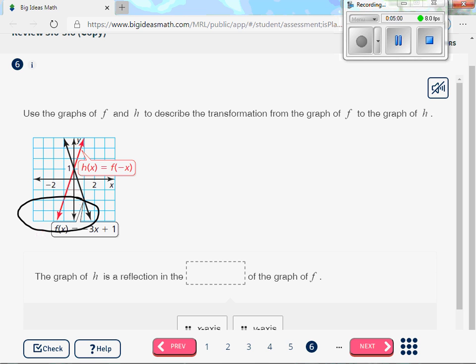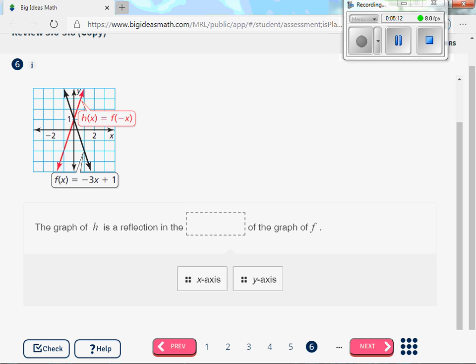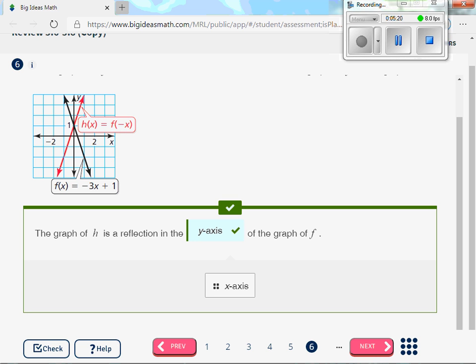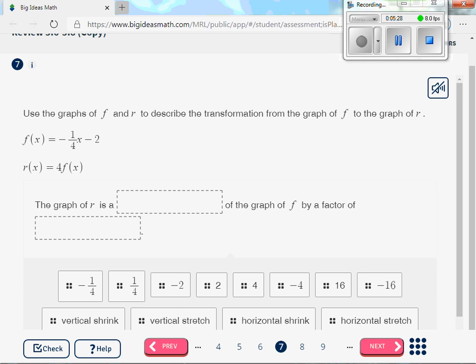So this one here, this time we have f of negative x. So the negative is inside the parentheses. If the negative is inside the parentheses, it's a reflection across the y-axis. Inside the parentheses is y, outside of the parentheses is x.